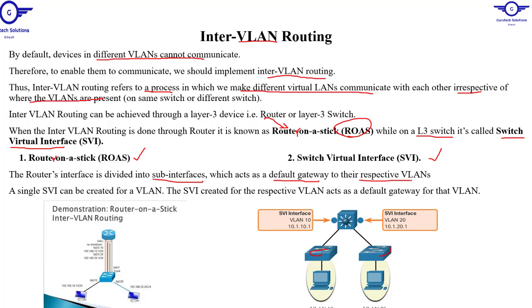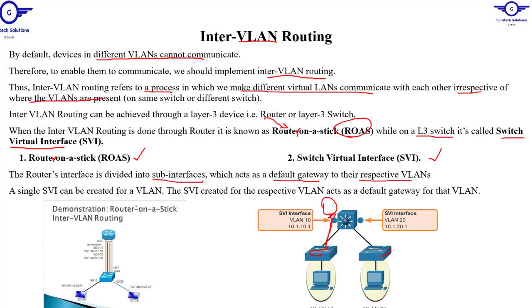And the sub interfaces will act as the default gateway for the respective VLANs. So for example, for VLAN 10, the sub interface of the router, gig 0/0.10, will be the default gateway of VLAN 10. If this was VLAN 10, and let's just assume that this was a router, the sub interface gig 0/0.10 is the default gateway of this PC.